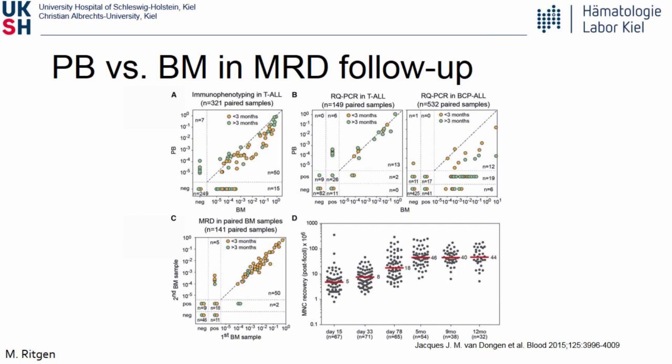But if you look to the very far right side, you see that in BCP ALL, there's a total different story. We have a quite high number of samples which are clearly highly positive in the bone marrow, but negative or very low positive in the peripheral blood. So here the story is quite clear. For BCP ALL, you need to analyze bone marrow, and peripheral blood is definitely not sufficient. These were data analyzed by PCR, but this is the same story in peripheral blood measured by flow.